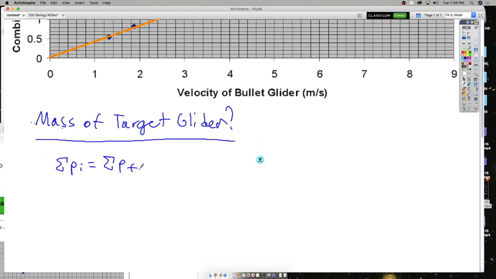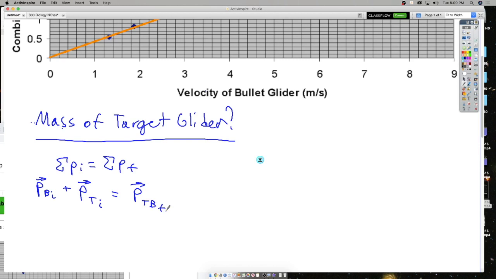Now, like all conservation of momentum problems, we have to take all the momentum before, add it up, and set it equal to all the momentum after, okay? So if you've read the question, you know that we have a bullet glider with some momentum initially. There's also a target glider, okay, initially, and then after they get stuck together, we can treat them as one object that now moves together with the same velocity, because that's what it is. We'll say it's the target bullet glider system, stuck together as one now, right?